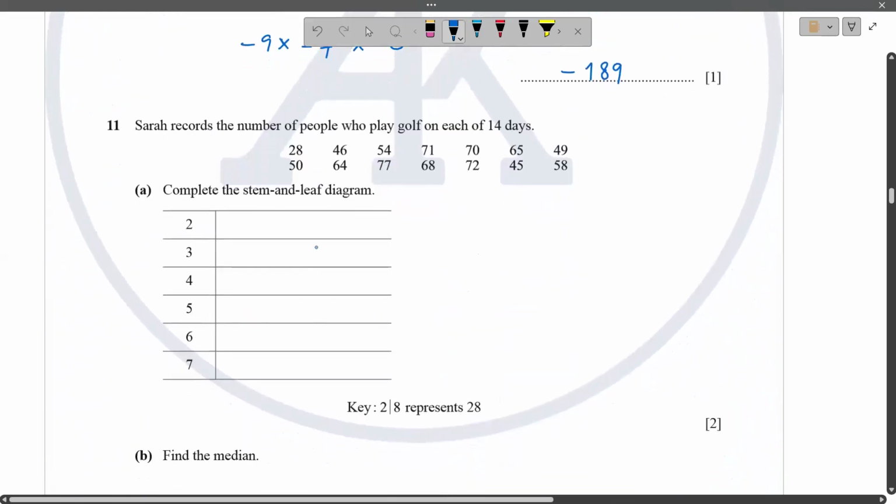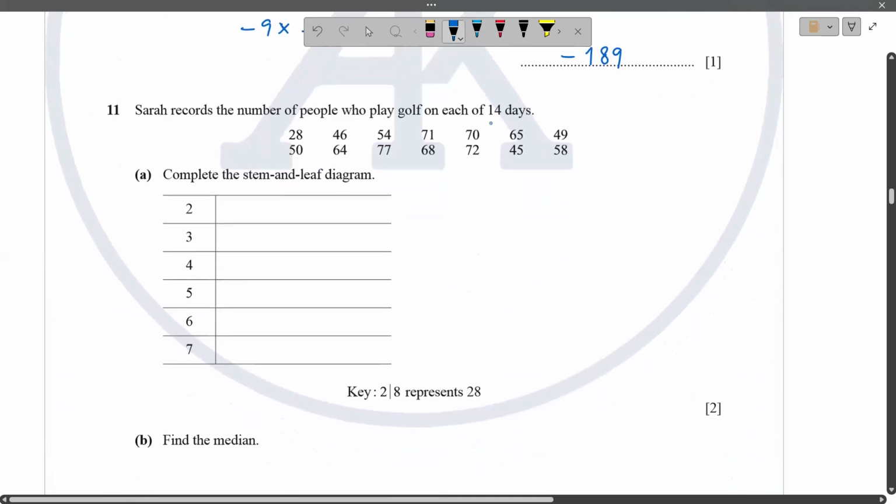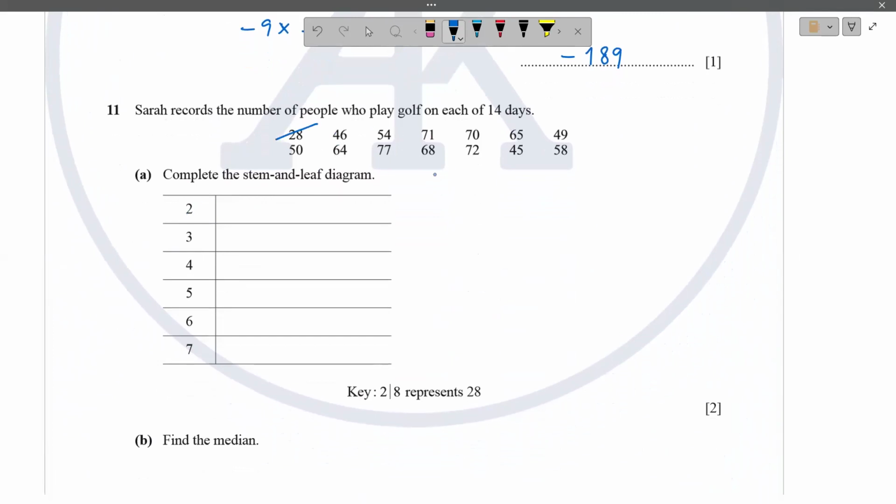Sarah records the number of people who play golf on each of 14 days. To complete the stem and leaf diagram, first the 2: we have 28. So I'm going to write 8. As we have the key here, 2|8 represents 28. For the 3, we don't have any.